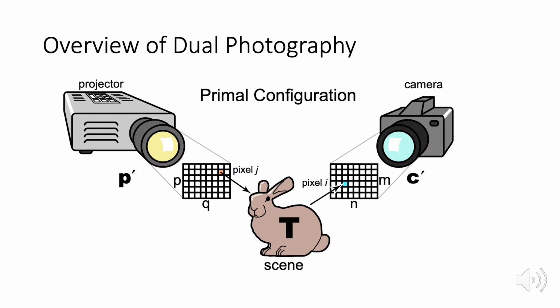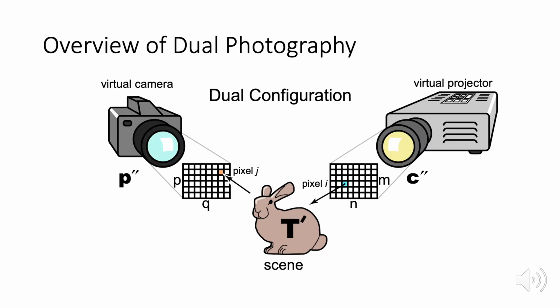To begin with, let me give you a brief overview of today's dual photography. This is a very common setting of structured light in this picture, where we employ a projector to illuminate the scene and use a camera to capture the returning lights. However, dual photography aims to not only capture those returning lights, but also computationally synthesize the image from the viewpoint of the projector, illuminated by the lights coming from the original position of the camera.